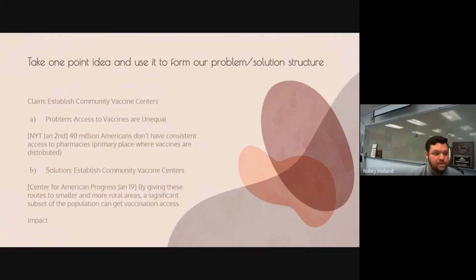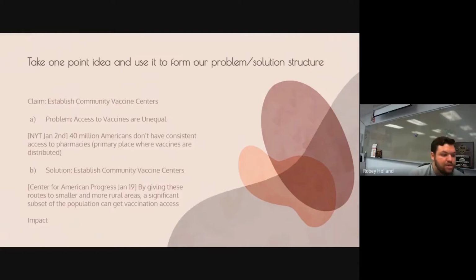Now, in terms of the problem solution structure, our subpoint A is going to be the problem. In this instance, the problem is going to be access to vaccines is unequal. And then there is a New York Times article from the 2nd of January that indicates that 40 million Americans don't have consistent access to pharmacies or a primary place where vaccines are distributed. So then the solution would take place in our subpoint B, which would be to establish community vaccine centers.